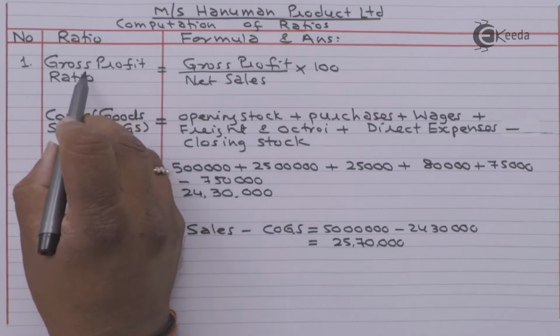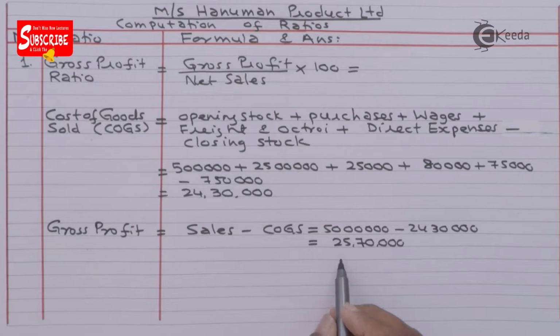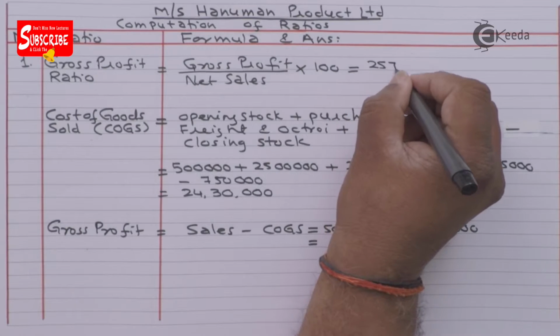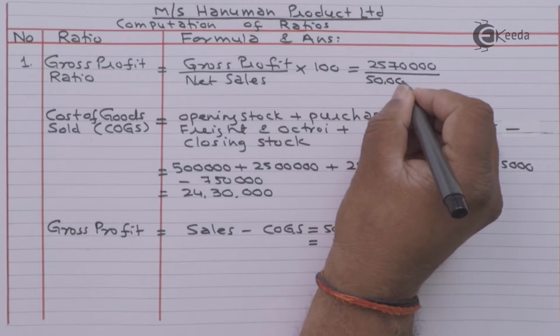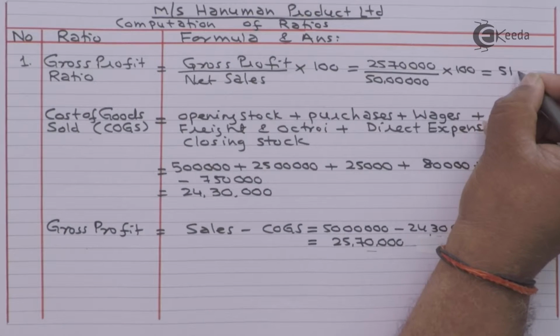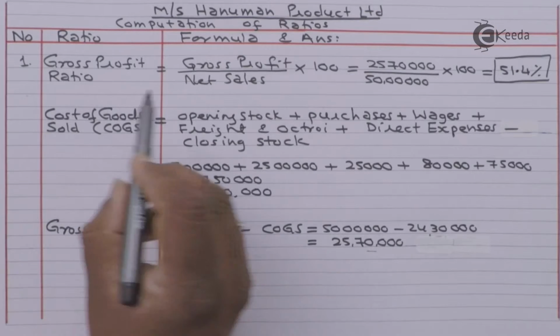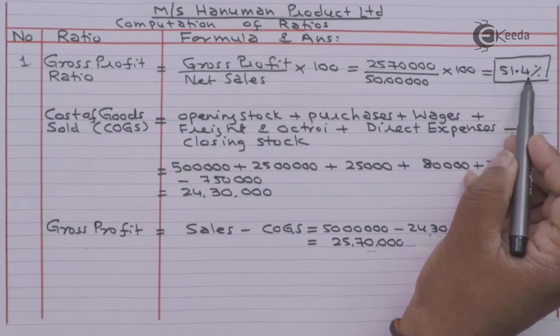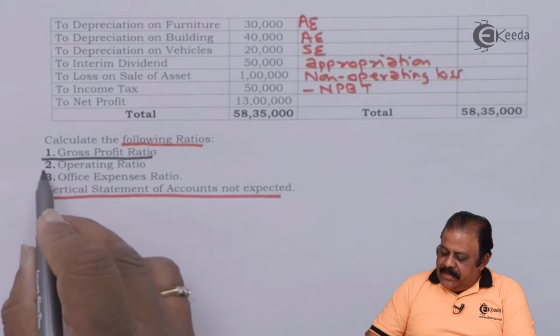Now we can find out the gross profit ratio. Gross profit 25 lakh 70,000 divided by net sales 50 lakhs multiplied by 100. So we got gross profit ratio 51.4%. Next we have operating ratio.